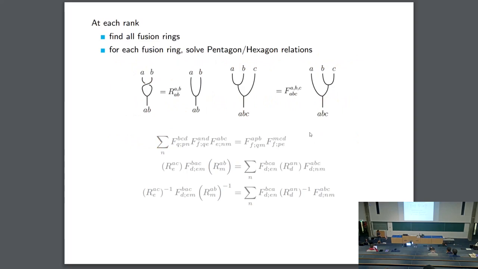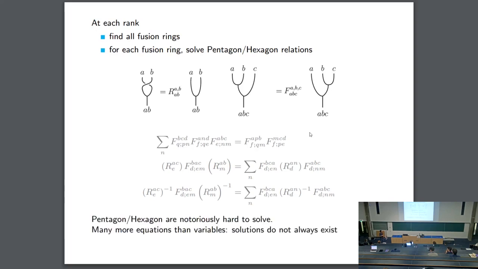And you can try to do that. You start from a possible fusion ring, and you try to write down all the possible equations that are satisfied by the data. Those are known as the pentagon and hexagon relations. The details don't matter here. But the main message is that there are a lot of symbols, since each of the indices is taken in this set of anyons. So there are a lot of symbols and a lot of equations to solve. And what's worse is that solutions don't always exist, because there are many more equations than variables.